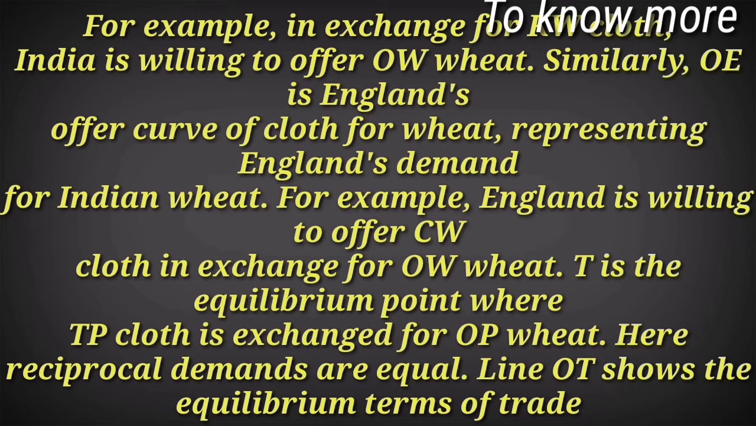Similarly, OE is England's offer curve of cloth for wheat, representing England's demand for Indian wheat. For example, England is willing to offer a certain amount of cloth in exchange for OW wheat. T is the equilibrium point where TP cloth is exchanged for OP wheat. Here the reciprocal demands are equal. Line OT shows the equilibrium terms of trade where the reciprocal demand condition is fulfilled.